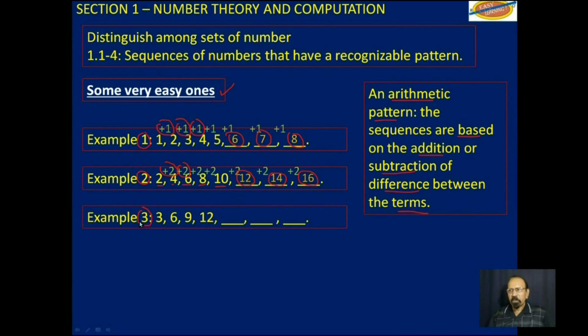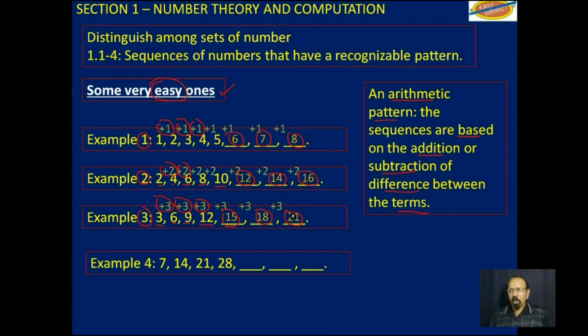Example 3, 3, 6, 9, 12. Now, it is going to get a little harder. Well, remember I said these are the easy ones. So from 3 to 6, you add 3. From 6 to 9, you add 3. From 9 to 12, you add 3. So you follow that trend, add 3 and add 3 and add 3. And so you get 15 here, and 3 would give you 18, and 3 would give you 21. Next one, example 4, 7, 14, 21, 28.